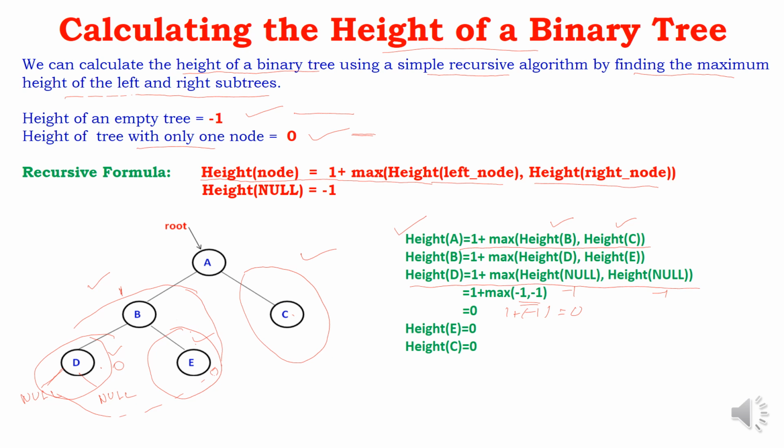Then height of C, it is a leaf node. Height of C is 0. Then height of A is the largest of left height and right height, plus 1. 1 plus maximum of 1 comma 0 is 1 plus 1. So height of A is 2. I will explain this even more clearly in the next slide.